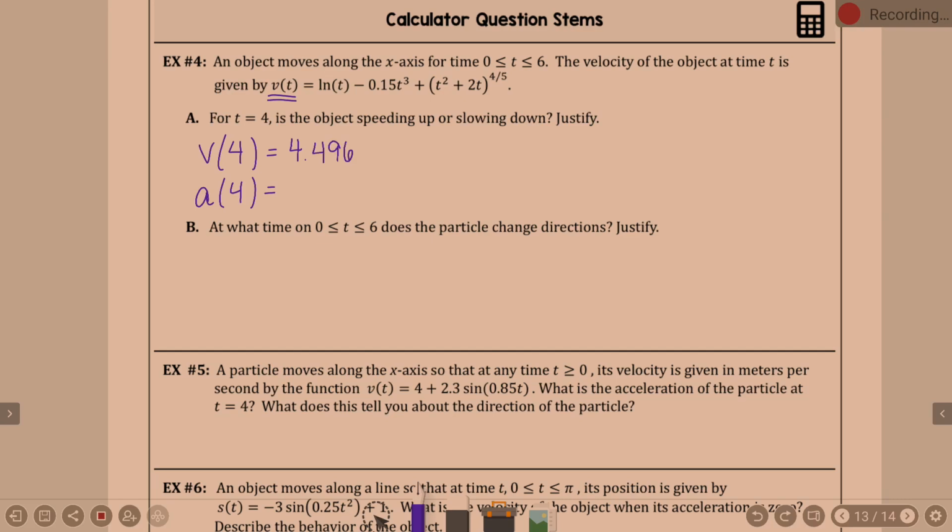Now, what's the relationship I know about acceleration? Derivative of velocity. Our calculator can do this, yes. Your calculator can do the derivative if you are evaluating at a number. Are we evaluating at a number? Yeah. Okay.